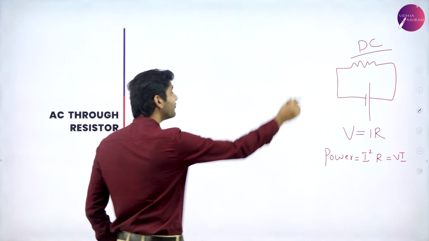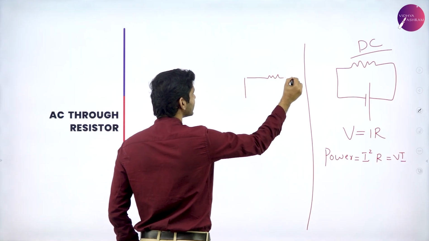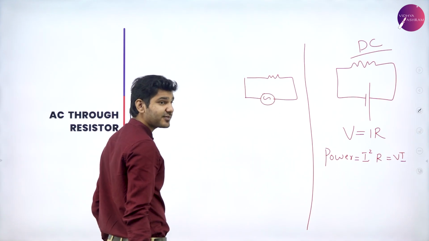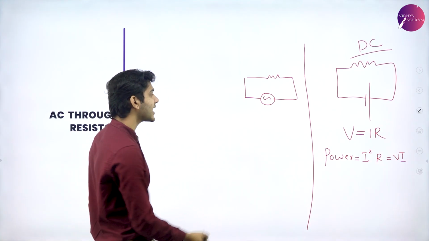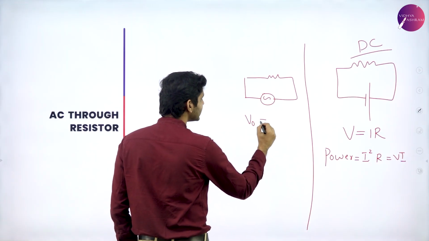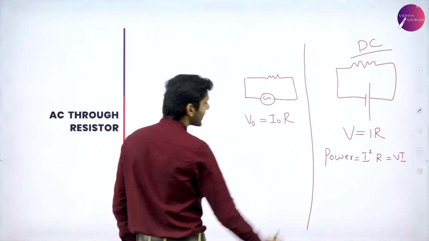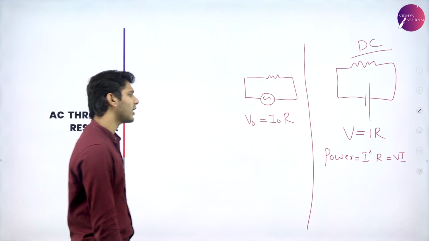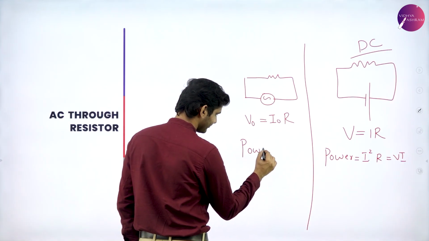Now, what do we do when it is AC current? That is, the same circuit, there is a resistor, there is a power source which is an AC power source, and hence we have to apply Ohm's law. We just saw that we can use a generalized equation, V naught sine omega t is equal to I naught sine omega t into R, and we can also say generally V naught is equal to I naught into R, and we also have to find out what the power is.